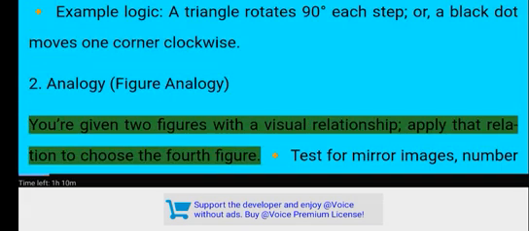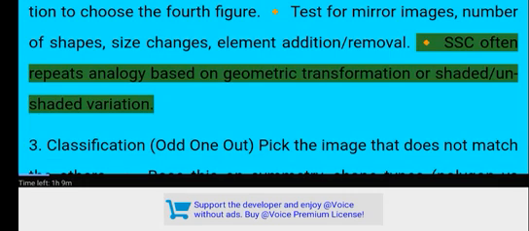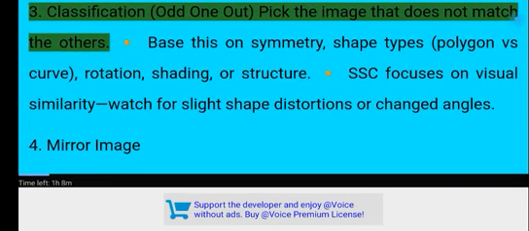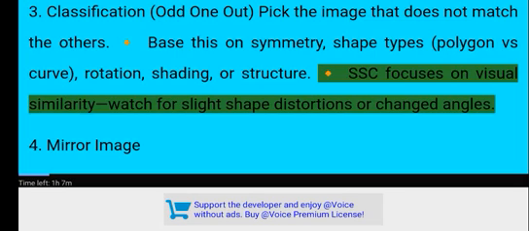2. Analogy, figure analogy. You're given two figures with a visual relationship. Apply that relation to choose the fourth figure. Test for mirror images, number of shapes, size changes, element addition, removal. SSC often repeats analogy based on geometric transformation or shaded-unshaded variation. 3. Classification, odd one out. Pick the image that does not match the others, based on symmetry, shape types, polygon versus curve, rotation, shading, or structure. SSC focuses on visual similarity. Watch for slight shape distortions or changed angles.